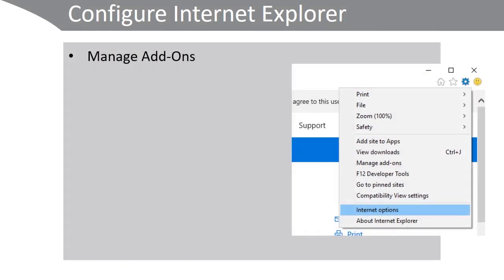Internet Explorer hasn't changed significantly in the recent past, so if you're familiar with it from Windows 8 or even Windows 7, you'll probably be okay with it in Windows 10. However, let's just run through how to configure Internet Explorer. Click the cog icon up here and then you can choose Manage Add-ons, Compatibility View Settings and Internet Options.